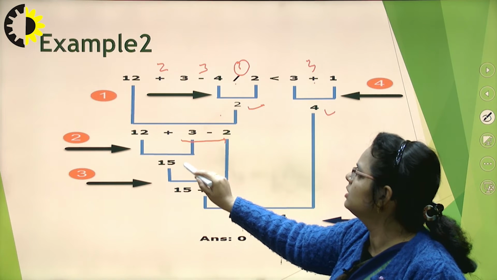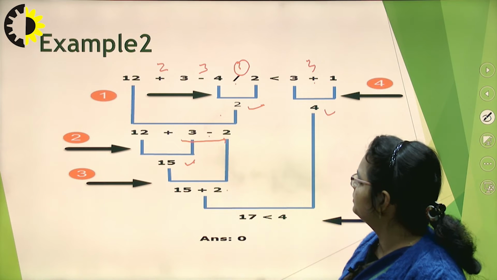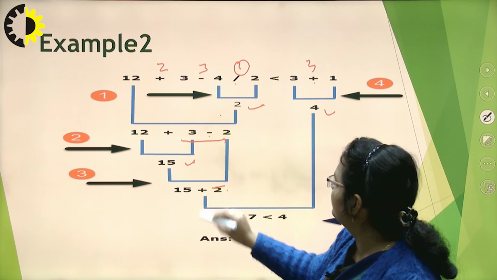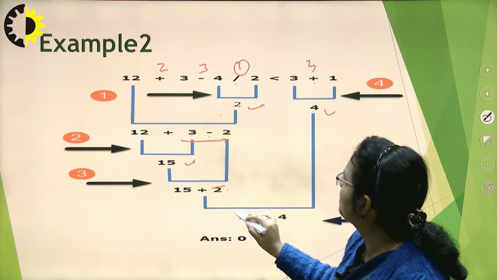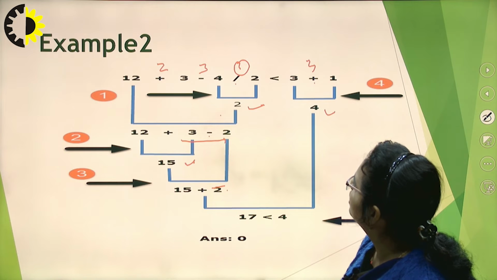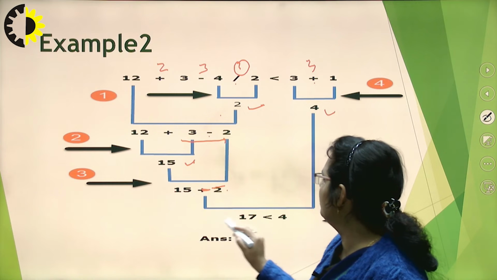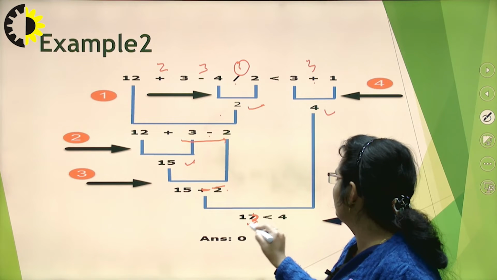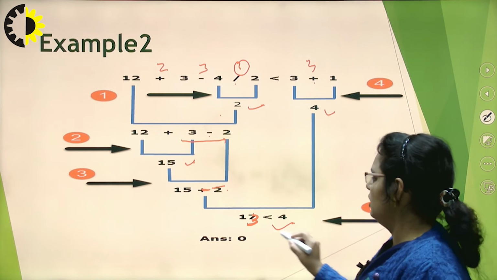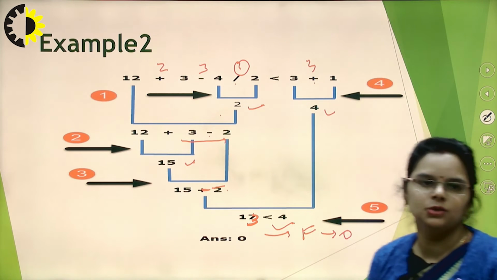12 plus 3 is 15. 15 minus 15. 12 plus 3 is 15. And here 15 plus 2 is 17. I think there's something wrong. Yes, this should be 15 minus 2, and it is 13. And 3 plus 1 is 4. Yes, 13 is less than 4? No. So this condition is false. So for false, we will answer it as 0.